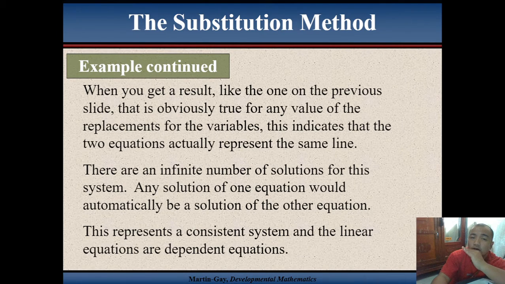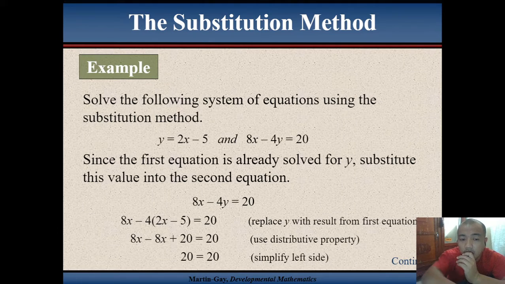So ito yung, in the graphical method, nag-coincide tayo. They are identical. So it consists of many, infinite solutions. So pag naging ganito ang solution natin. Okay.